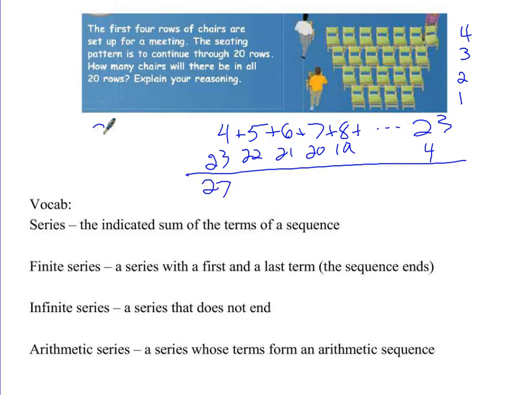How many times are we going to get 27? 20 times, because there's 20 rows. And then what are we going to have to do with that? Divide by 2. You don't need a calculator here. You have 20 times 27 divided by 2. And probably you don't know what 20 times 27 is, but you do know what 20 divided by 2 is. And then you do know what 10 times 27 is. So there's going to be 270 chairs.